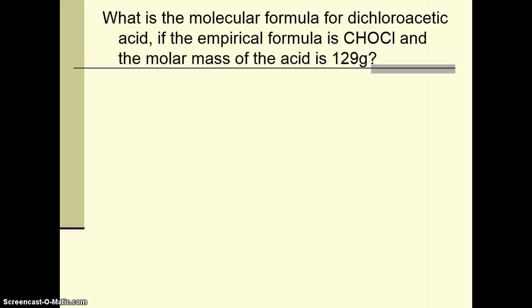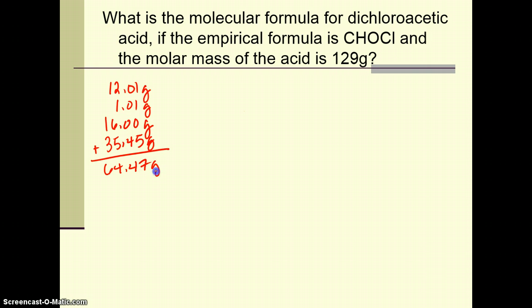If the empirical formula is CHOCl and the molar mass of the acid is 129, again I need to find out what my empirical formula weighs. So I have to do 12.01 grams for the carbon, plus 1.01 grams for the hydrogen, plus 16.00 grams for the oxygen, and 35.45 grams for the Cl. I add those all together and I get 64.47 grams. Well, how many times does that go into 129?